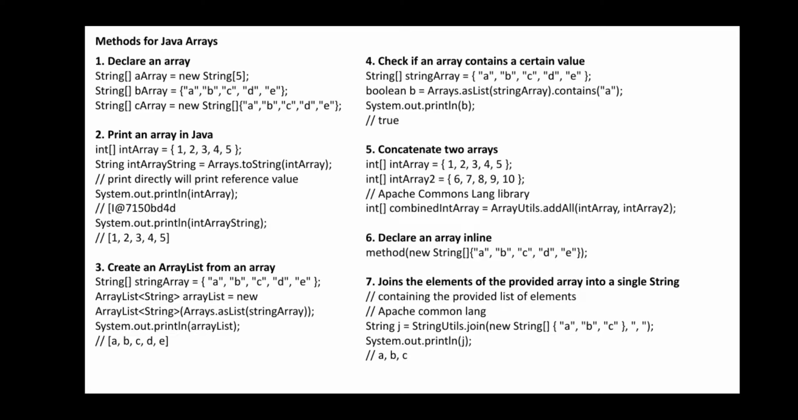Declaring an array means String[] aArray is equal to new String[5]. What does it mean? It is going to store 5 different strings within an array. Then in a second example, it has been defined as String[] bArray equal to, where you are initializing the strings directly. So how many are there here? 1, 2, 3, 4, 5.